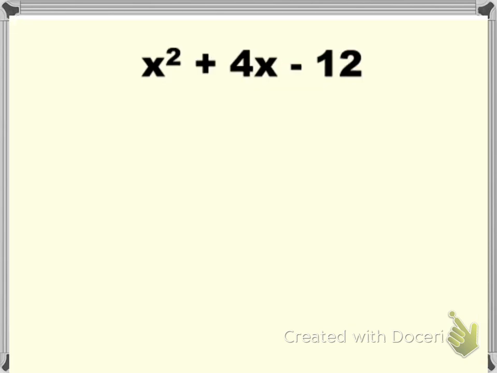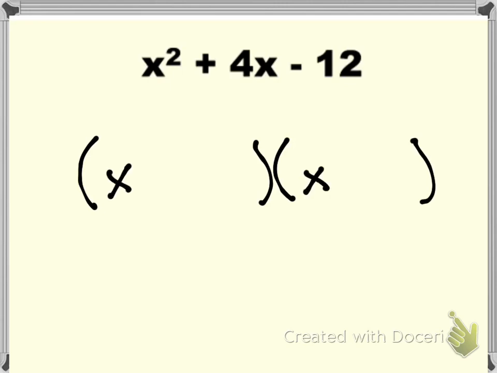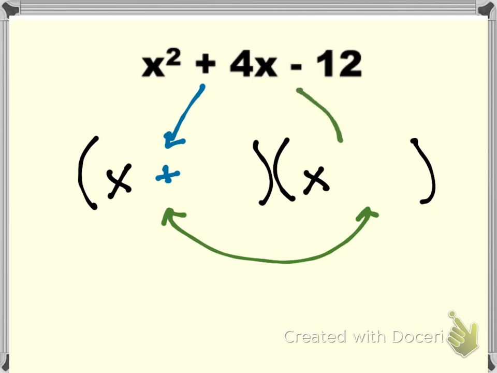Last one, we start with two sets of parentheses with an X in each set. The sign in the first set is the same as the first sign in our polynomial there, so positive. For the sign in the second set, I need the sign in the first set, the positive, times the sign in the second set to equal a negative. So positive times negative is negative.